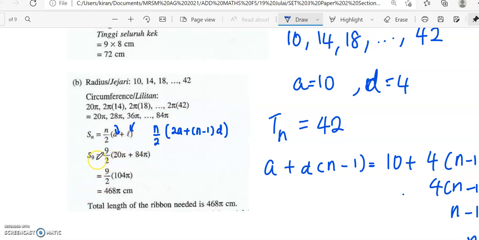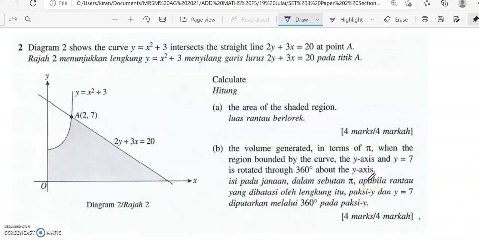So we just substitute n as 9, okay, 9 over 2 and then 20 pi, the first term, and then plus with the last term. Okay, so this one, circumference ni dia kena guna formula 2 pi r tu lah. Okay, and then you masukkan radius yang kita dapat sebelum tu. So the total length of the ribbon needed is 468 pi centimeter. Okay, so we go to question number 2.